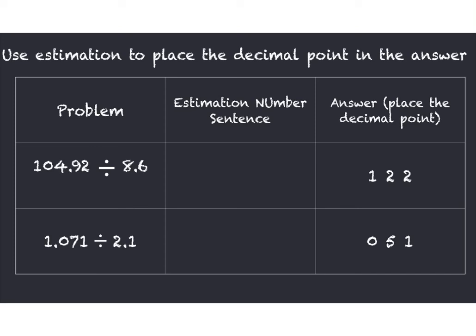Okay, guys, let's take a look at 2 final examples for this lesson. 104 and 92/100 divided by 8 6/10. I would think about this one as 100 divided by 10 equals 10. So I would place my decimal right here between these two 2's, which would make my answer 12 2/10.